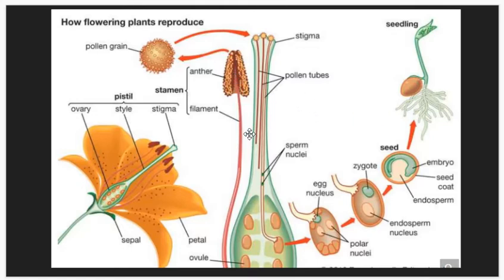Right over here, we have the male portion. The anther produces pollen, right? This is a pollen grain. The pollen grain is very, very tiny. You have to use a microscope to see it. It floats across and attaches right over here. It forms these pollen tubes and sends the male gamete down to attach to an egg.